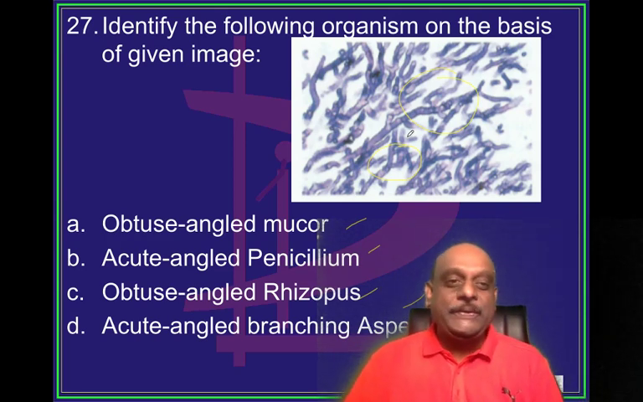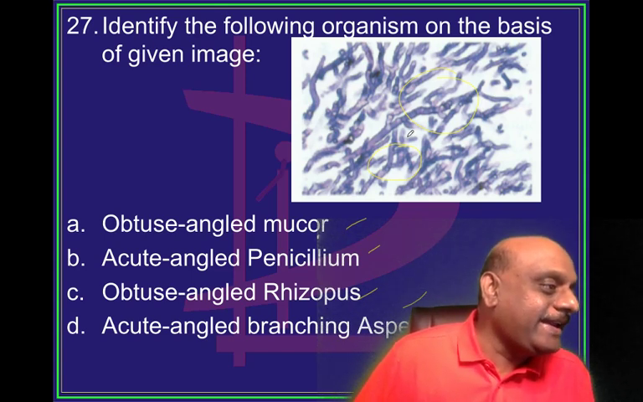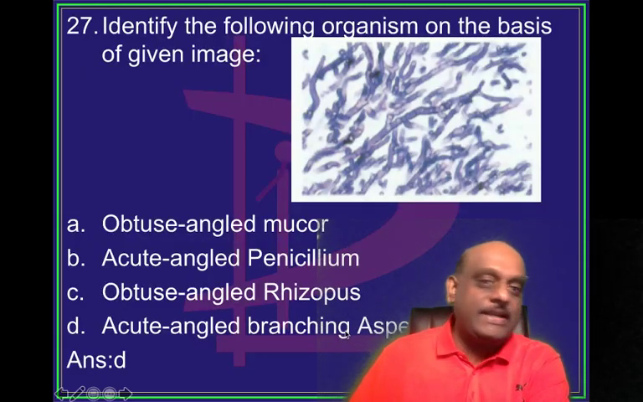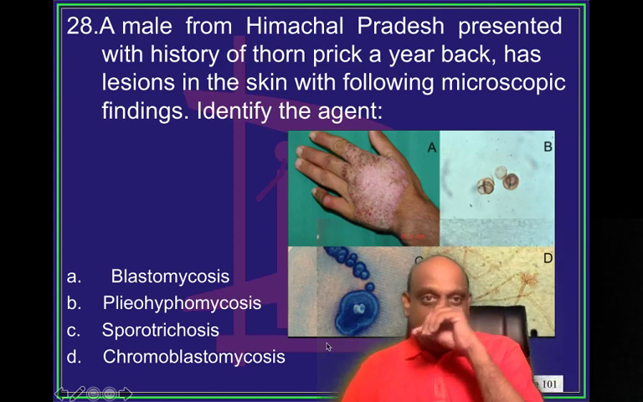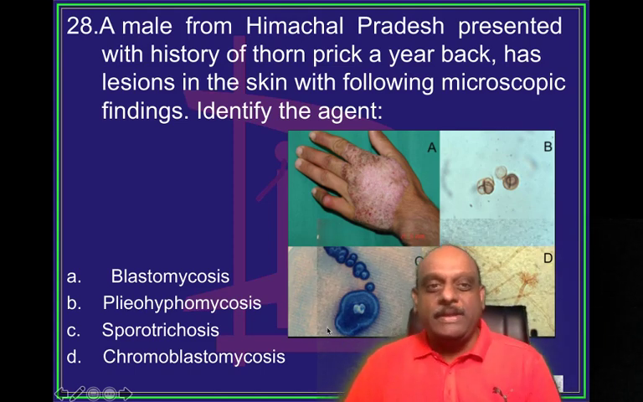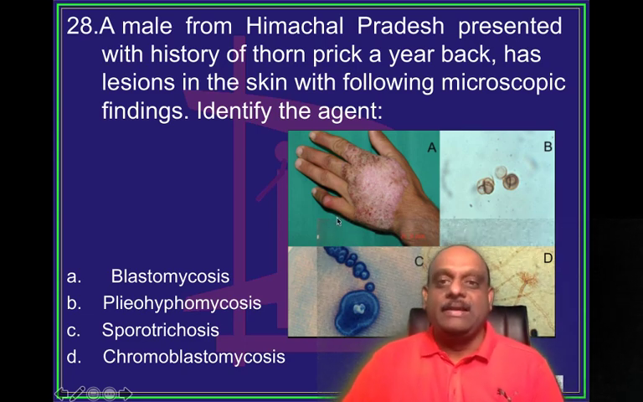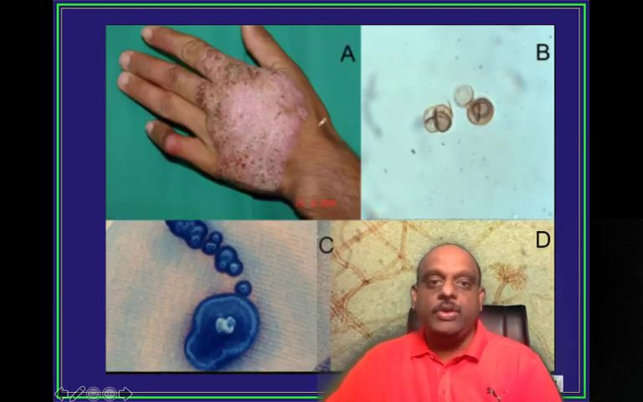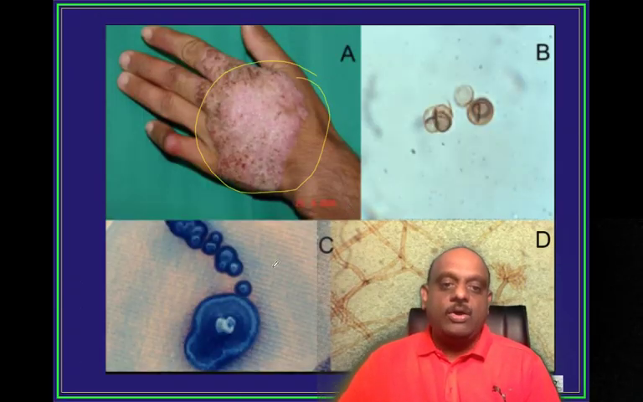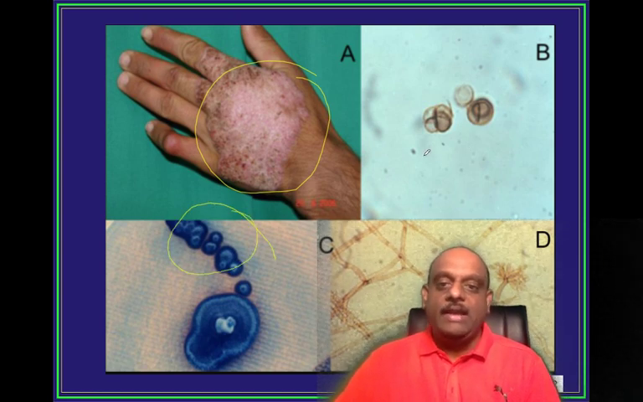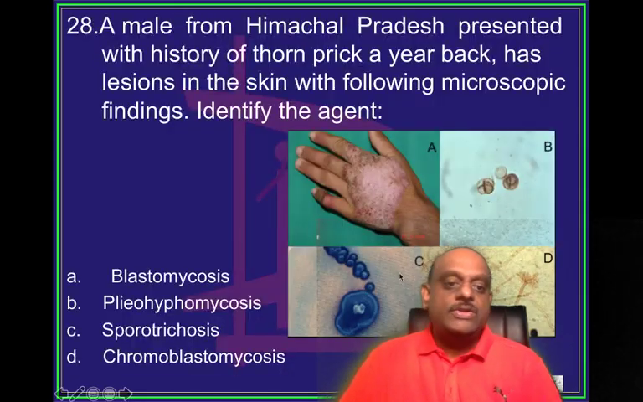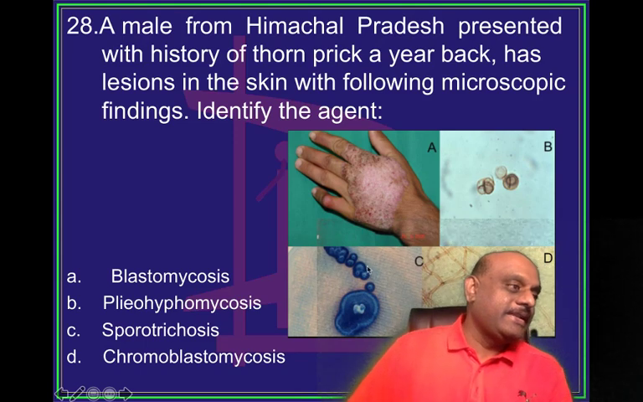So Sara Kaderi, Sudha Shukla, they're all proposing acute angle branching of the aspergillus. Absolutely right. Now, a male from Himachal Pradesh presented with a history of a thorn prick a year back, has a lesion which is being shown to you, right? And this is the organism which you are able to see, and the cysts of the organism, and it is a dimorphic organism. So what is the agent is a very important question.